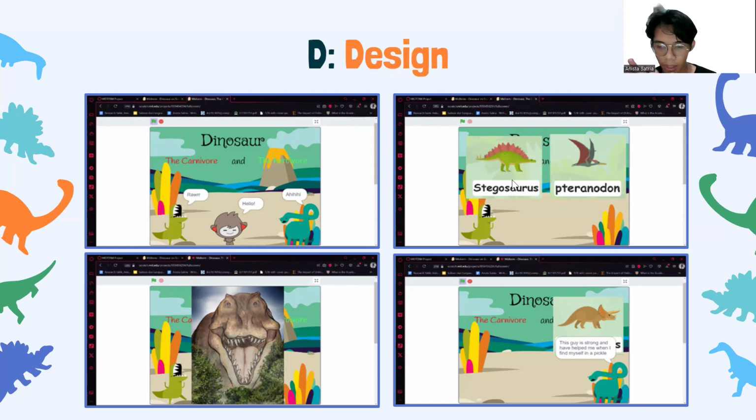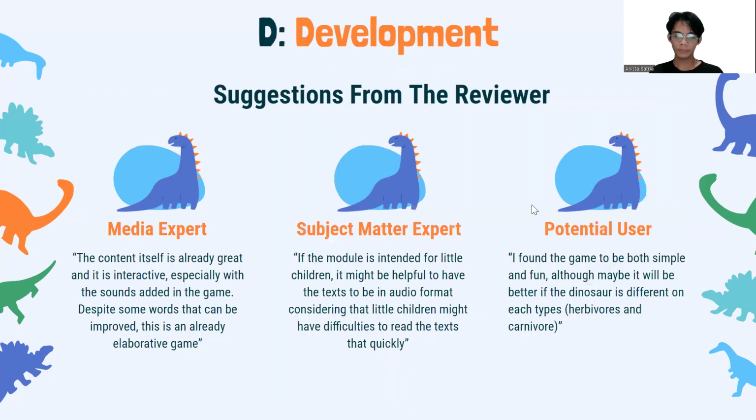And then the bottom right one is the Bronto overview. That is the Bronto overview, and also some description or fun fact of the dinosaur when you press the right answer. And then next is the other D.